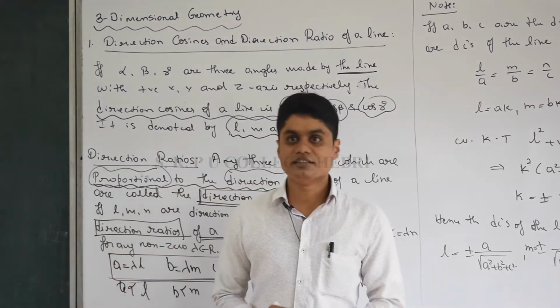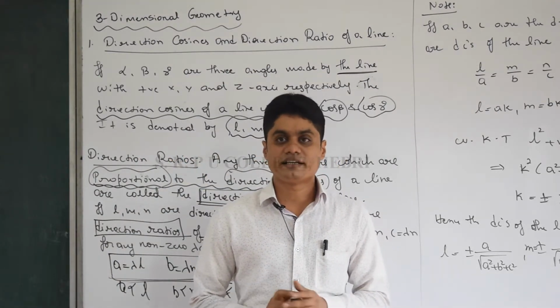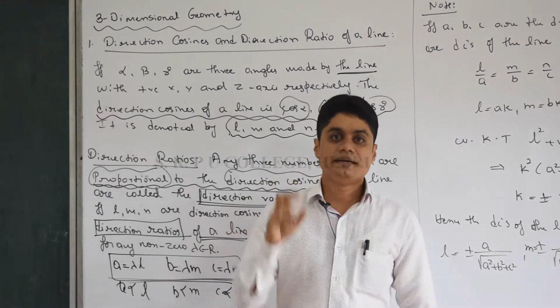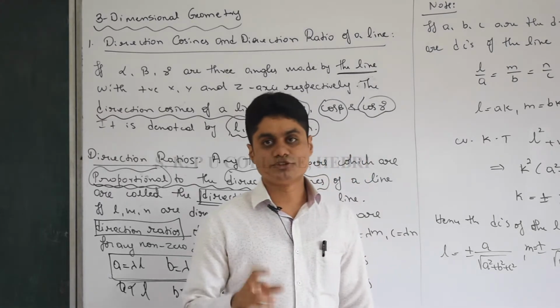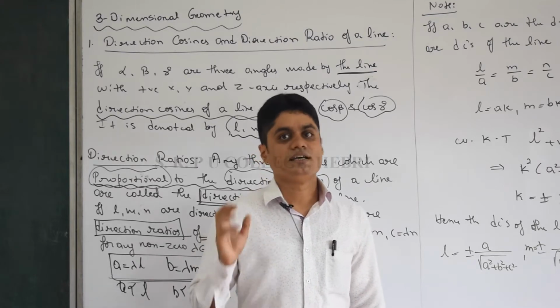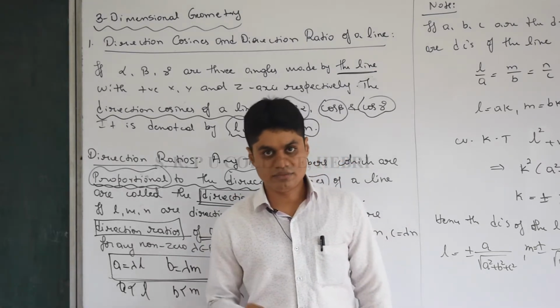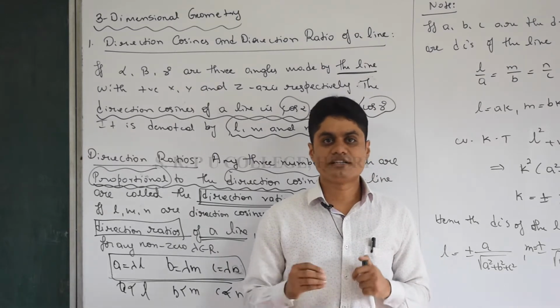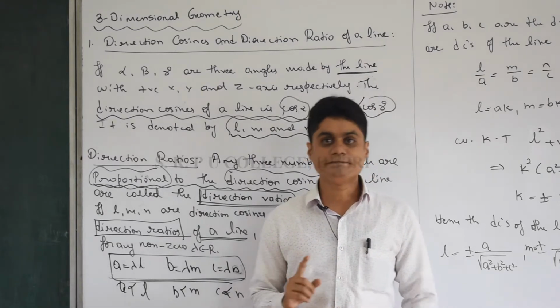So what are the two terms, direction cosines? Direction cosines: if a line makes angles alpha, beta, gamma with the positive direction of the x, y, z axes, then cos alpha, cos beta, cos gamma are called direction cosines. In this chapter, these direction cosines are usually denoted by small letters L, M, N.